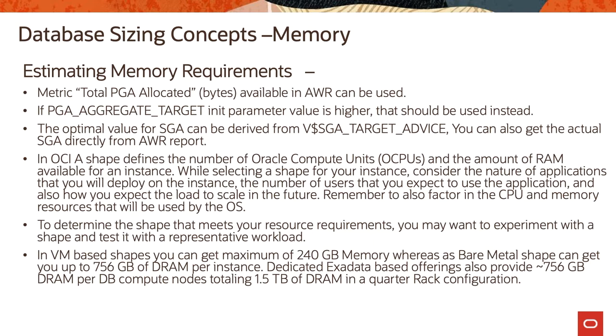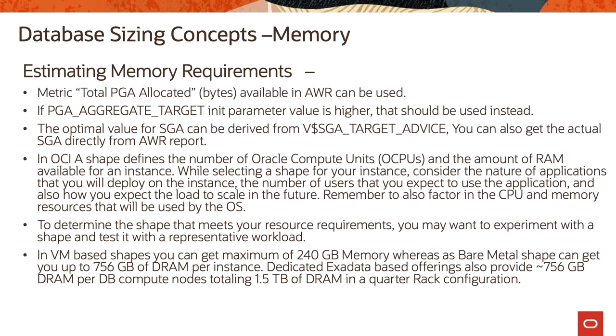You'd be able to see the SGA target or SGA max size parameters, which are part of the AWR report. In OCI, a shape defines the number of Oracle compute units, which is known as OCPUs. This is important as the amount of RAM available for an instance is tied to the OCPUs in most of the data management options which are available, such as bare metal or database cloud service virtual machines.